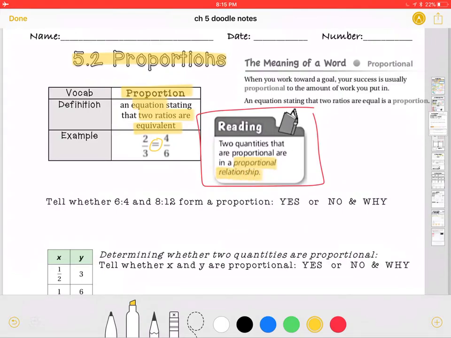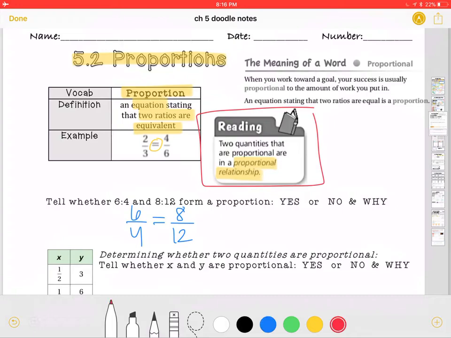So, tell whether 6:4 and 8:12 form a proportion. We're going to say yes or no and why. So I want to know. So we're going to set it up like a proportion. We're going to put 6/4 to write our ratios as fractions. Does that equal 8/12? Yes or no and why? This is a 4.